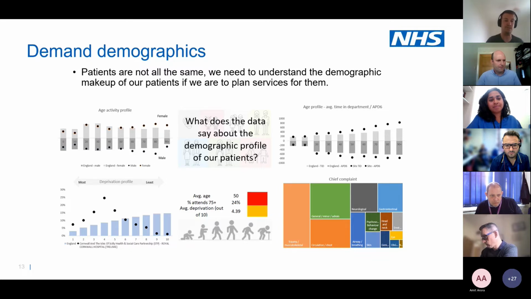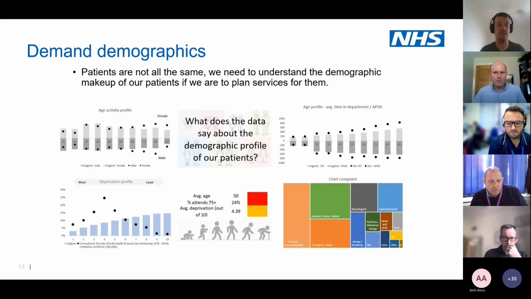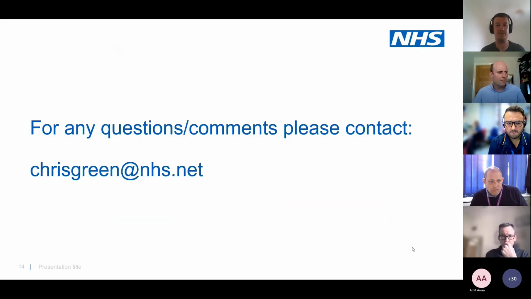But we can also have a look at the demographic makeup, the deprivation makeup of the patients. And we can also have a look at the reasons why patients are coming into the department via their chief complaints. This is part of the new UEC dashboard that has been created by myself and the team. If anybody would like to receive a copy of this, it goes into much more detail around demand makeup and having a look at admitted patient care. My contact details are on the next slide, and I'll be more than happy to take any questions as we go through the panel. That's it from me, Dan. I'll now hand back over to you.